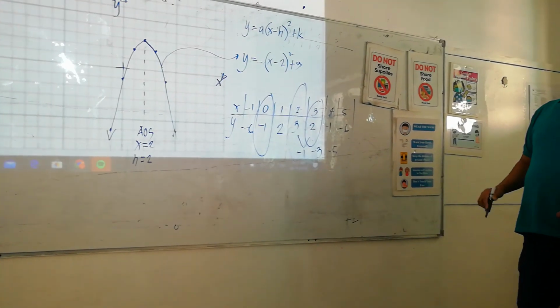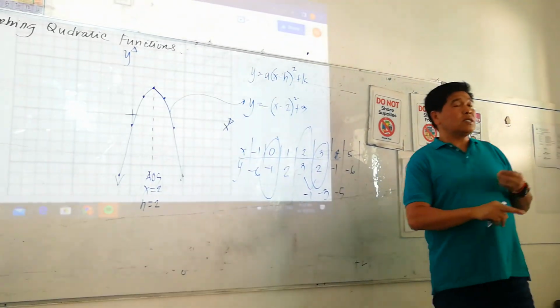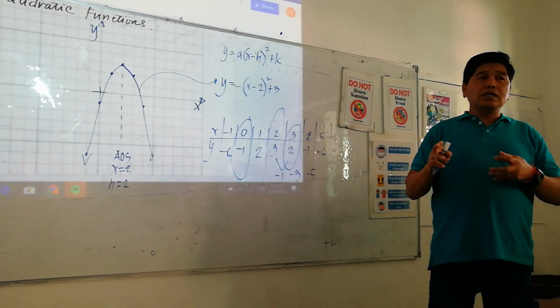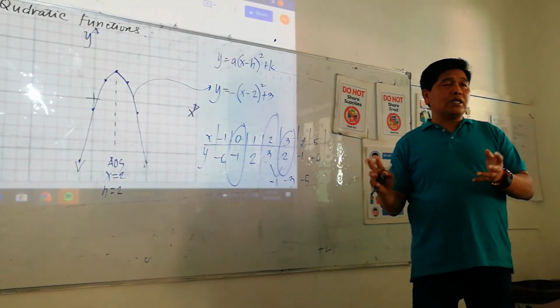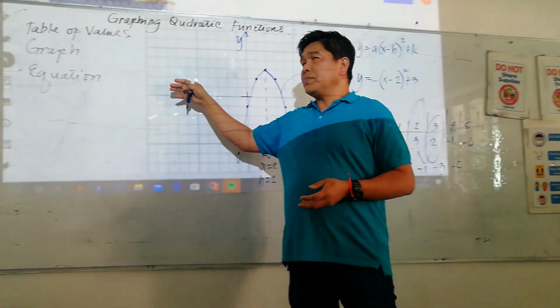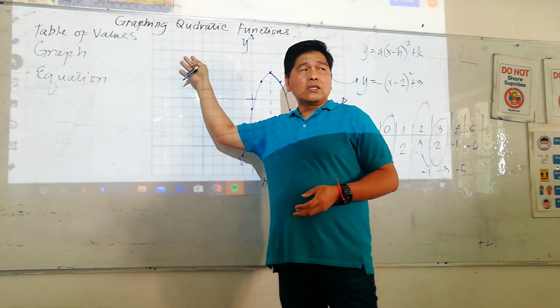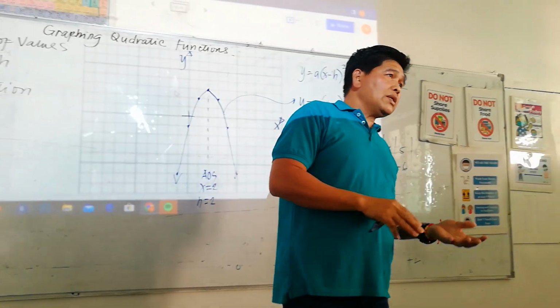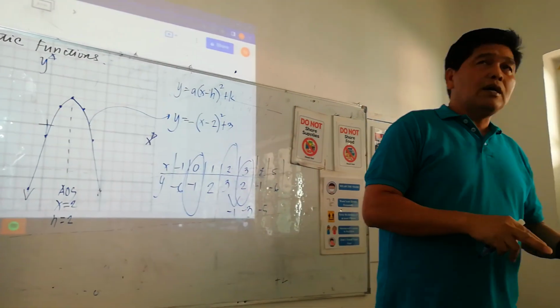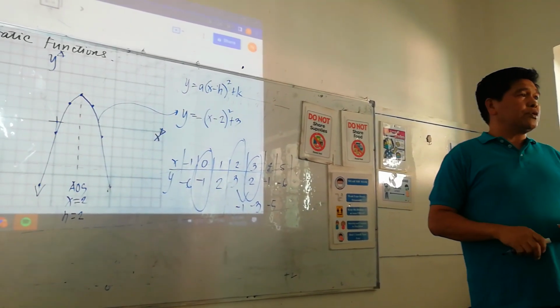So, in dealing with graphing a quadratic function, you will present first the table of values, then graph, then you can form the equation. Or equation first before you graph, and then make the table of values. Because any quadratic function can be represented by a table of values, a graph, or an equation.